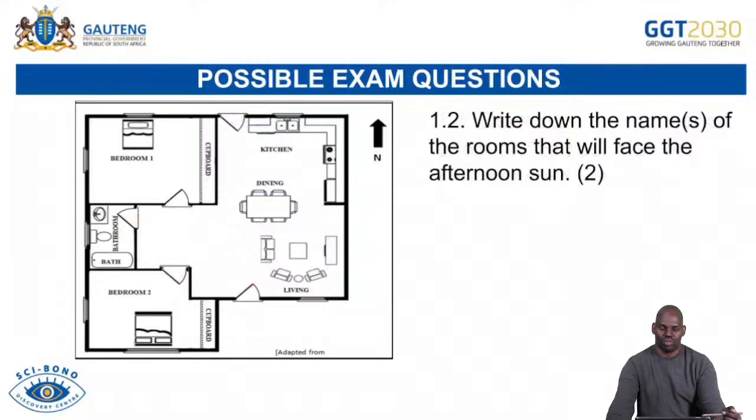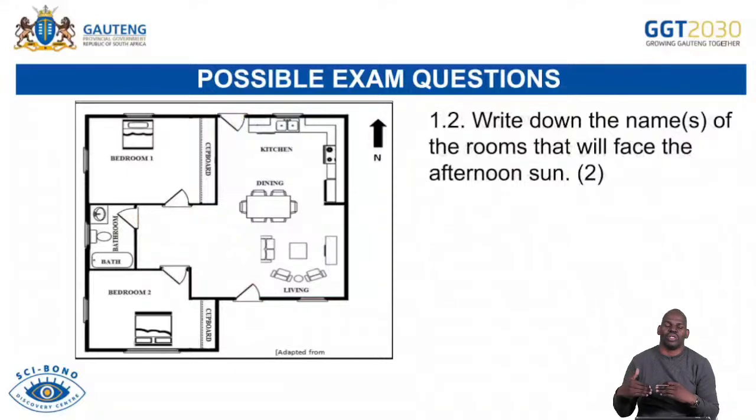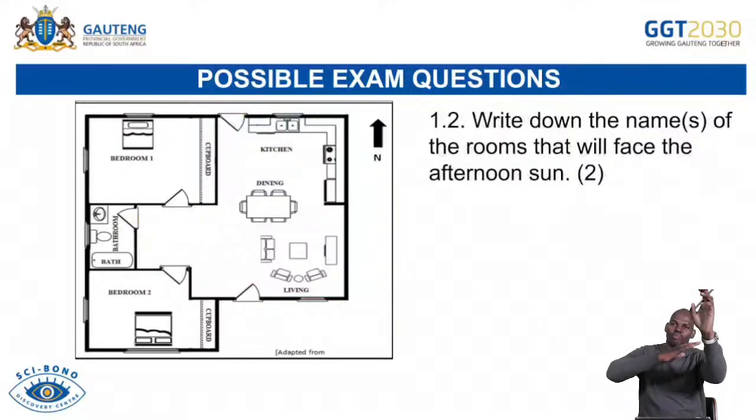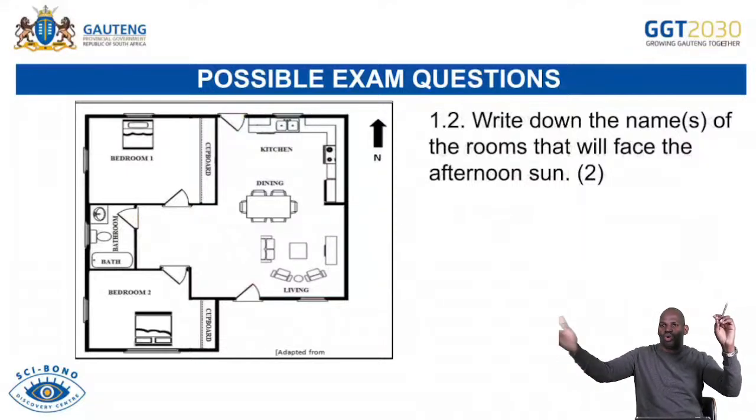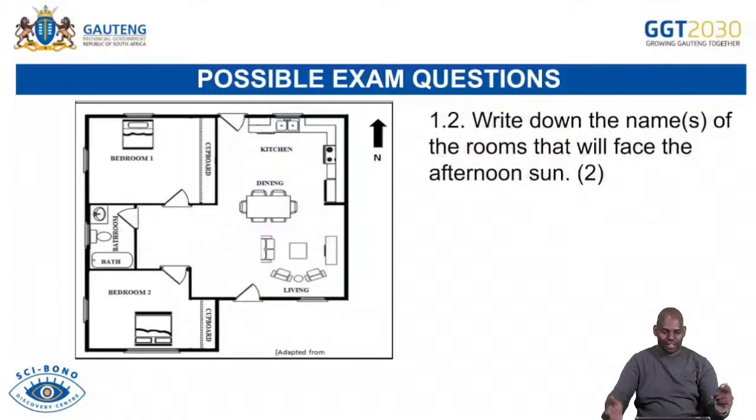You see the concept that we were busy with about the sun? Think about it. Write down the names of the rooms that will face the sun in the afternoon. Now remember, in the afternoon the sun will be way up. If it's early in the morning, it will still be down, and maybe only the eastern side will receive the sunlight. But during the day it's up there. So remember we said, what did we say about the sun during the day? Yes, it's going up, but it will be mostly on the northern side. So only the northern elevations will receive more sunlight.